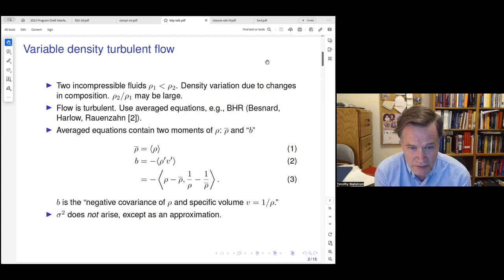And the interesting thing about this is that when you average these equations, the variance does not arise. And that's something that we're accustomed to handling, and it has very nice properties, but it doesn't come up in the averaging, except as an approximation. And the approximation is only valid for small fluctuations. B has some of the same properties as the variance in the sense that it's always positive, and it goes to zero when the fluctuations go to zero. But it's clearly a different beast.